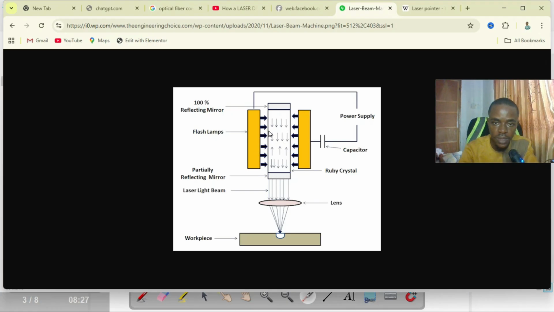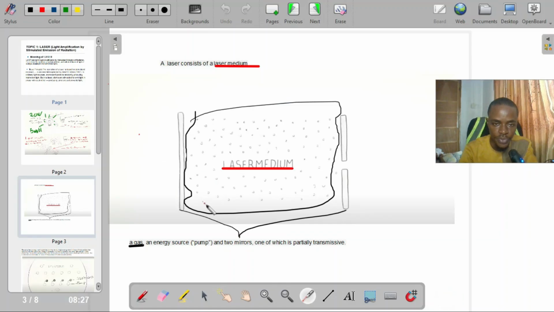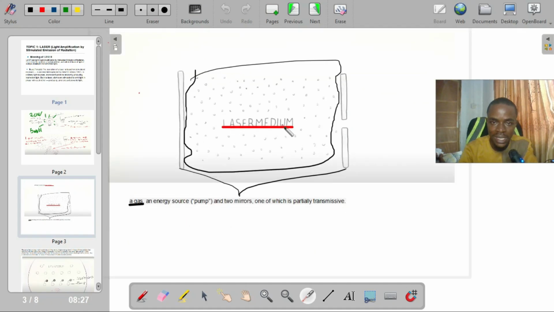Inside this place is where we have the laser medium that we were talking about, and here is the power supply. You can see the power supply. It also has a lens, and these are the work pieces. Okay, let's proceed. From what I've just shown you, let's now see what is really going on in this laser medium.